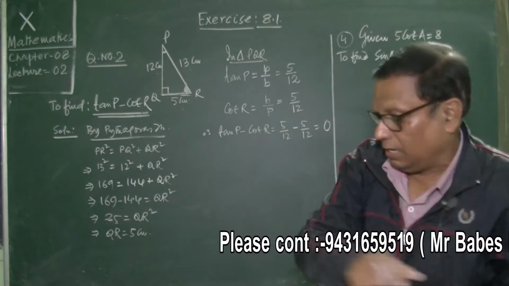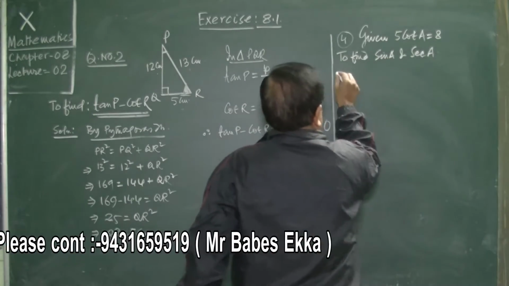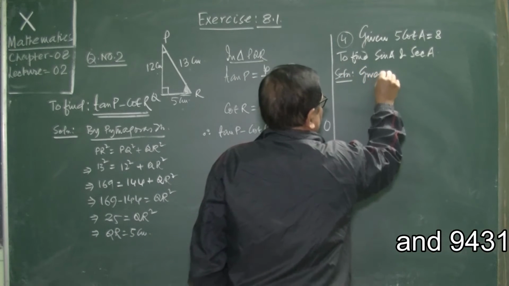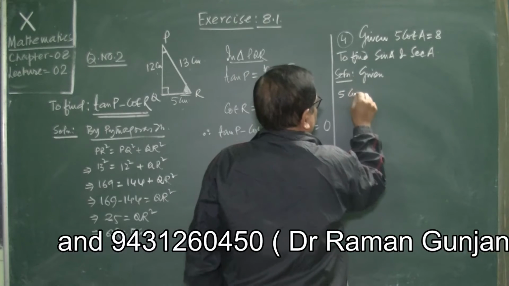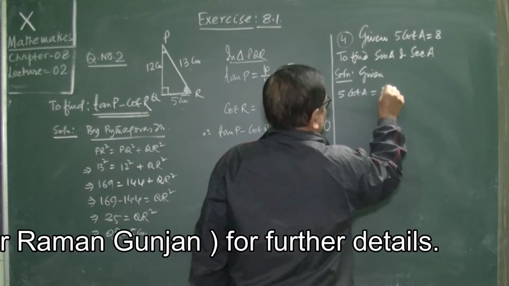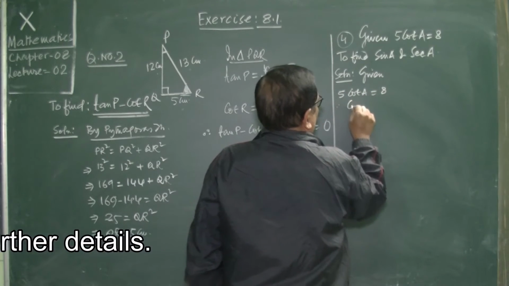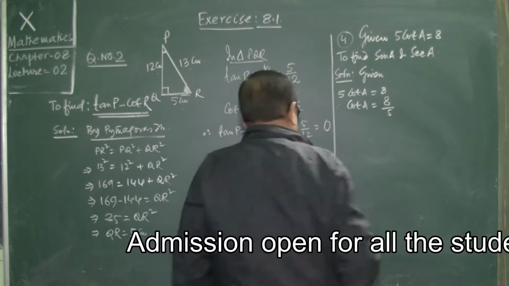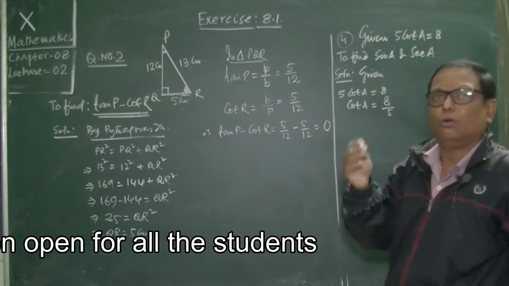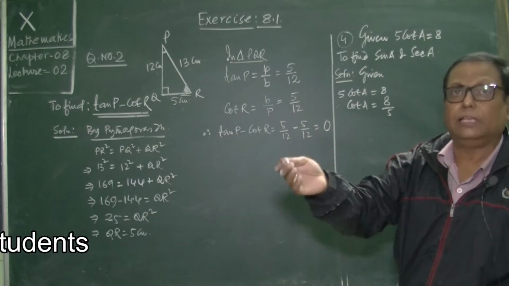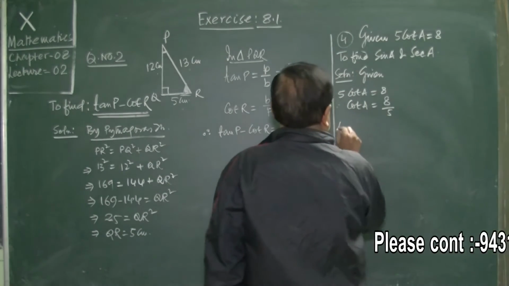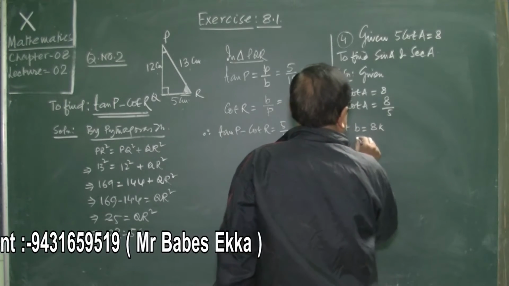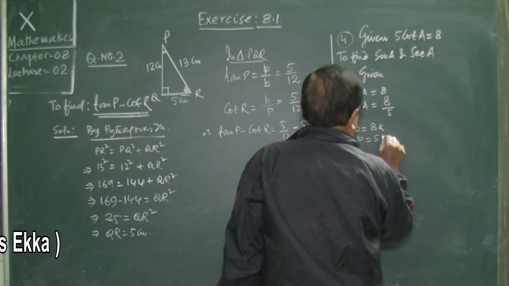Now see, dear students, the solution I am telling you. Given 5 cot A equals 8, therefore cot A can be written as 8 upon 5. Just recall, cot deals with the ratio of base by perpendicular. So let base be equal to 8k and perpendicular be equal to 5k.